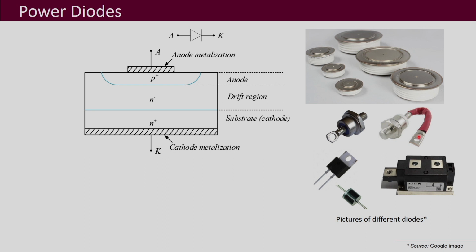So, from this you can imagine what the current rating of this diode could be. Then diodes of even higher rating are also available in this disc form. You can see over here how big these discs are, and from there again you can imagine how high the current ratings of these diodes may be.